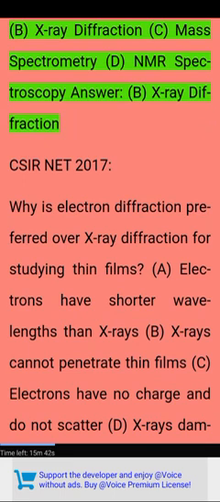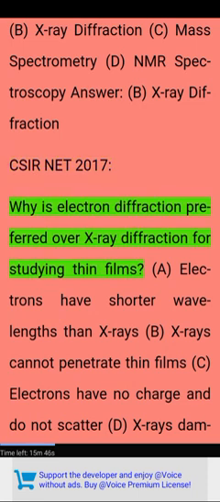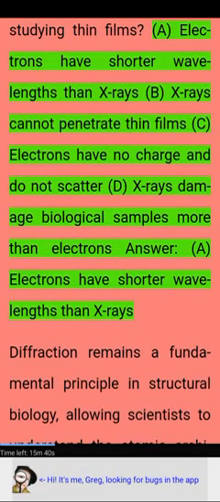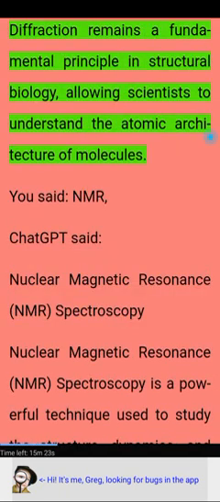X-ray diffraction. CSIR NET 2017. Why is electron diffraction preferred over X-ray diffraction for studying thin films? A. Electrons have shorter wavelengths than X-rays. B. X-rays cannot penetrate thin films. C. Electrons have no charge and do not scatter. D. X-rays damage biological samples more than electrons. Answer: A. Electrons have shorter wavelengths than X-rays. Diffraction remains a fundamental principle in structural biology, allowing scientists to understand the atomic architecture of molecules.